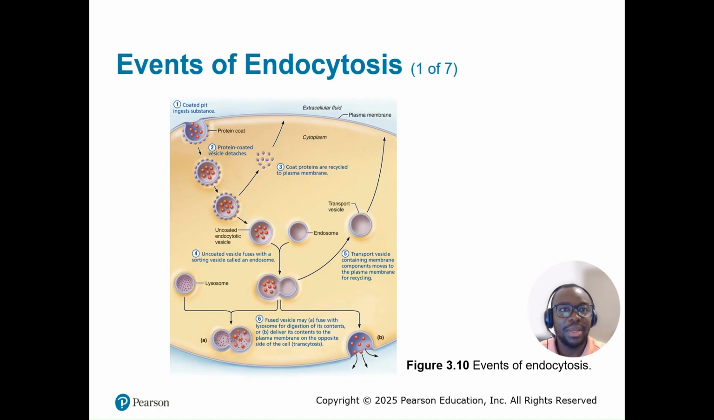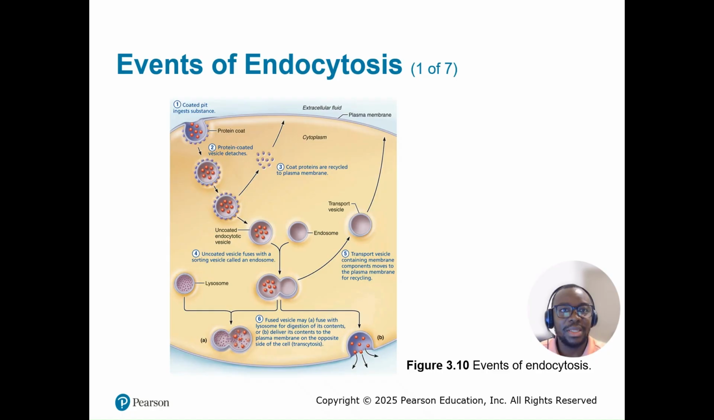In step 3, the coat proteins are recycled back to the cell's plasma membrane. In step 4, the vesicle is now an uncoated endocytic vesicle. It fuses with a sorting vesicle called an endosome. In step 5, a transport vesicle may carry some of the membrane components of the fused vesicle back to the cell membrane for recycling.